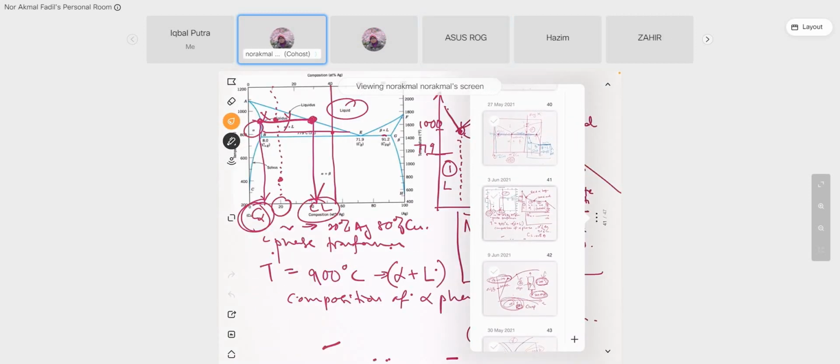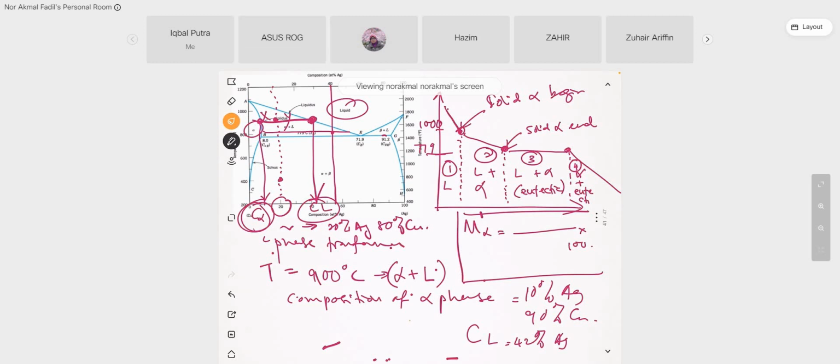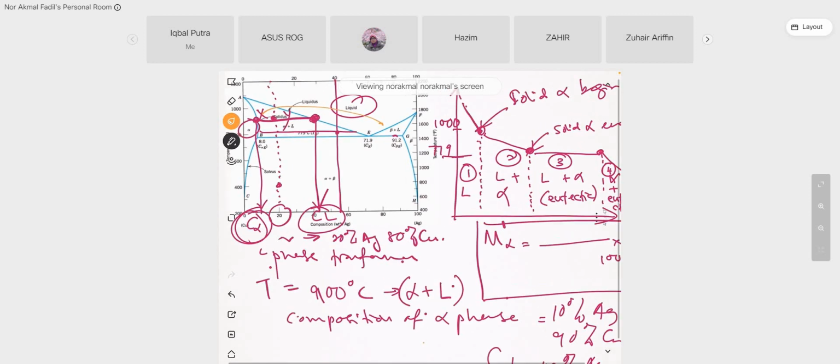Ya. Okay. Yang ni. Maksudnya kalau dekat composition yang alpha tu, yang belah kiri tu, daripada 0% silver sampai 8% silver tu, kalau dekat composition tu, kita boleh buat weight fraction ke Doktor? Boleh. Temperature mana Doktor kalau kat composition tu? Yang alpha dengan liquid tu, walaupun dia punya composition di bawah 8%.